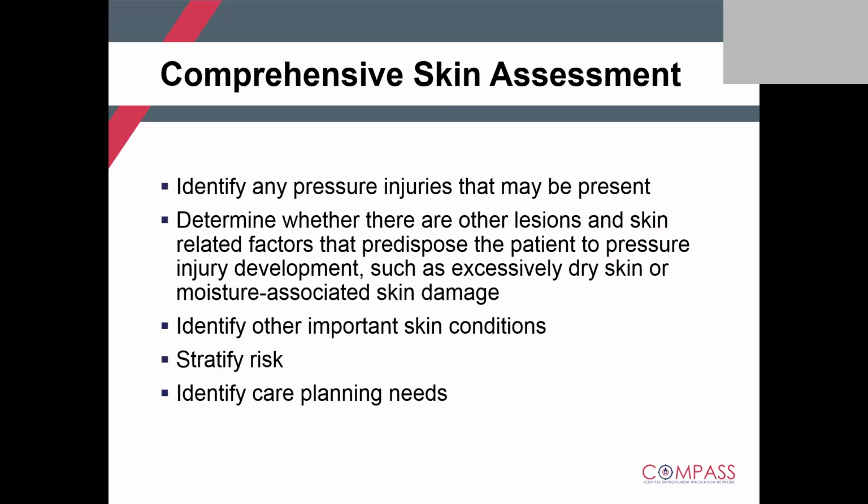So what's the purpose of the comprehensive skin assessment? The purpose is to identify any pressure injuries that may be present. You also need to identify if they've had any pressure injuries in the past, and if they have, where were they located, and was there a certain reason these were caused. You need to be able to determine whether there are any other lesions and skin-related factors that predispose the patient to pressure injury development, such as excessively dry skin, moisture-associated skin damage. You need to identify any other important skin conditions that the patient may have. You also need to use this to incorporate it into your Braden scale, and this will also help you identify care planning needs for that patient.